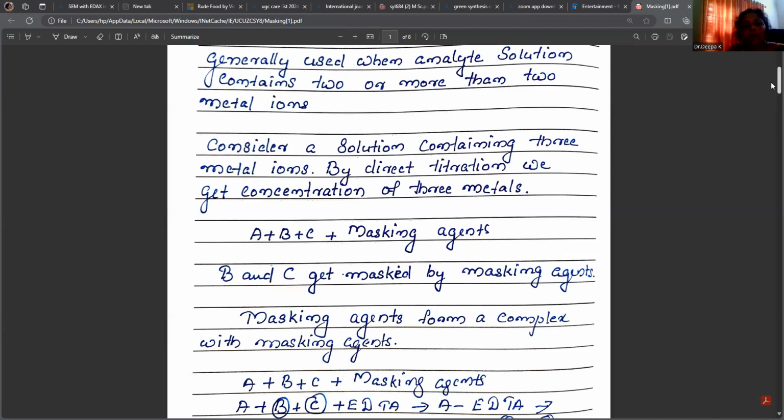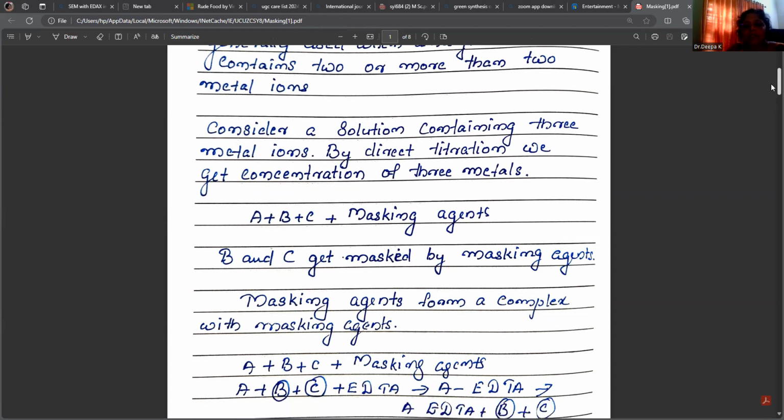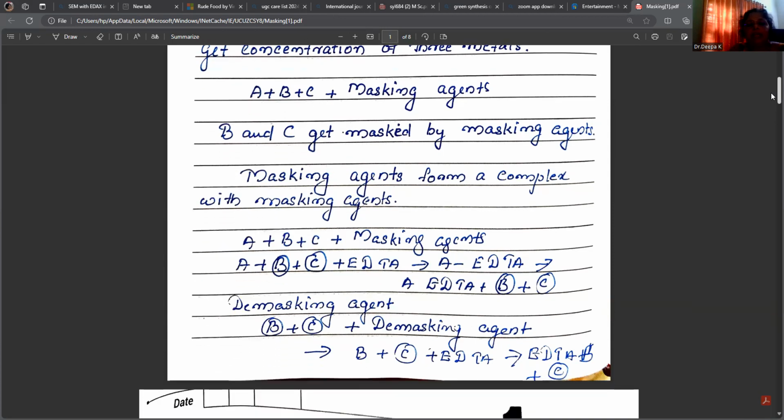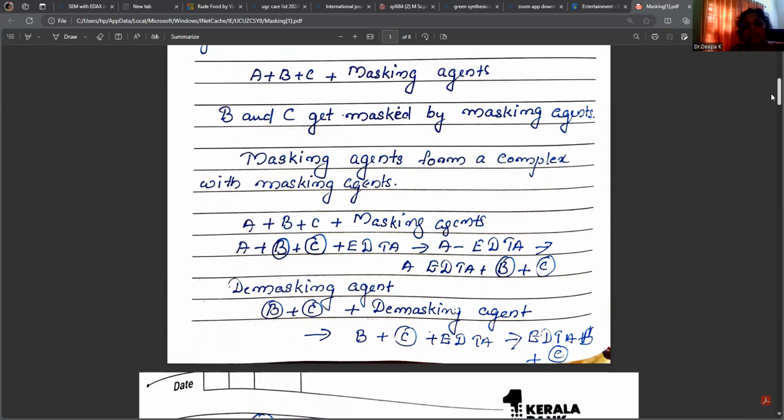masking agents which mask B and C, these B and C get masked by masking agents, and the masking agents form a complex with the metal ions. With the masking agents, the metal ions B and C get masked, and only A is left free, which reacts with EDTA to form an EDTA metal complex, and the other two metal ions remain masked.